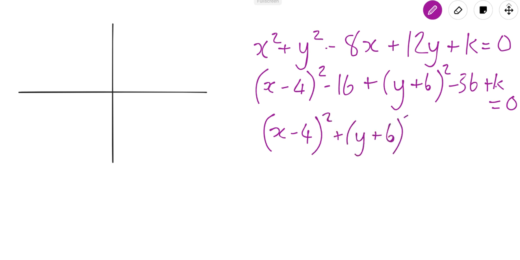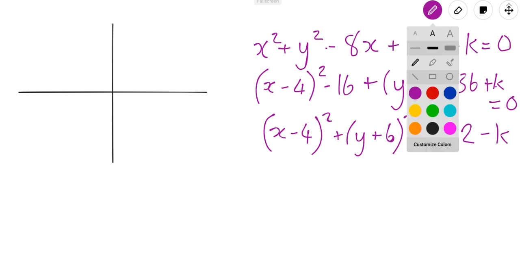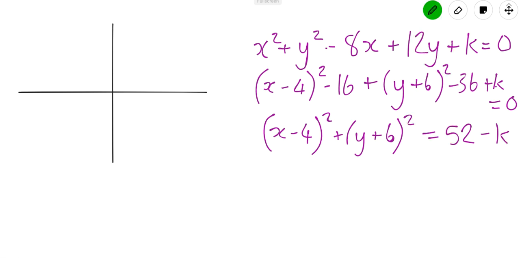And again, I'm going to gather those numbers and put them on the other side. So -16 minus 36, that is -52. And I'm going to add that over to the other side and take off the k. So this is what the circle looks like. The centre is at, remember to change the signs, +4 and -6. So even if you didn't know what the fourth quadrant is, it should now be apparent that it's there if you've worked out where the circle is.